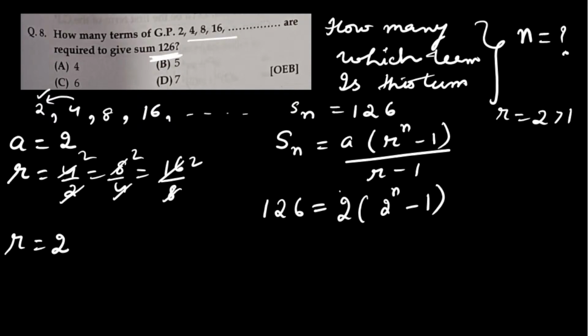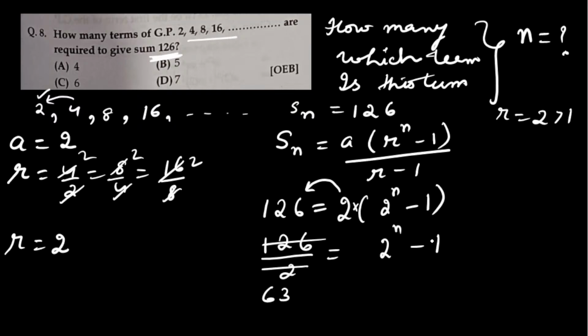Now we have to simplify. First of all, we have to find the value of n. So we will keep this thing on one side, and everything other than that we will shift to the other side. So this 2 I am going to shift. Here this 2 is getting multiplied, when we shift it to the other side, it will get divided. So 126 by 2 is equals to 2 to the power n minus 1. This is 63. So 63 is equals to 2 to the power n minus 1.